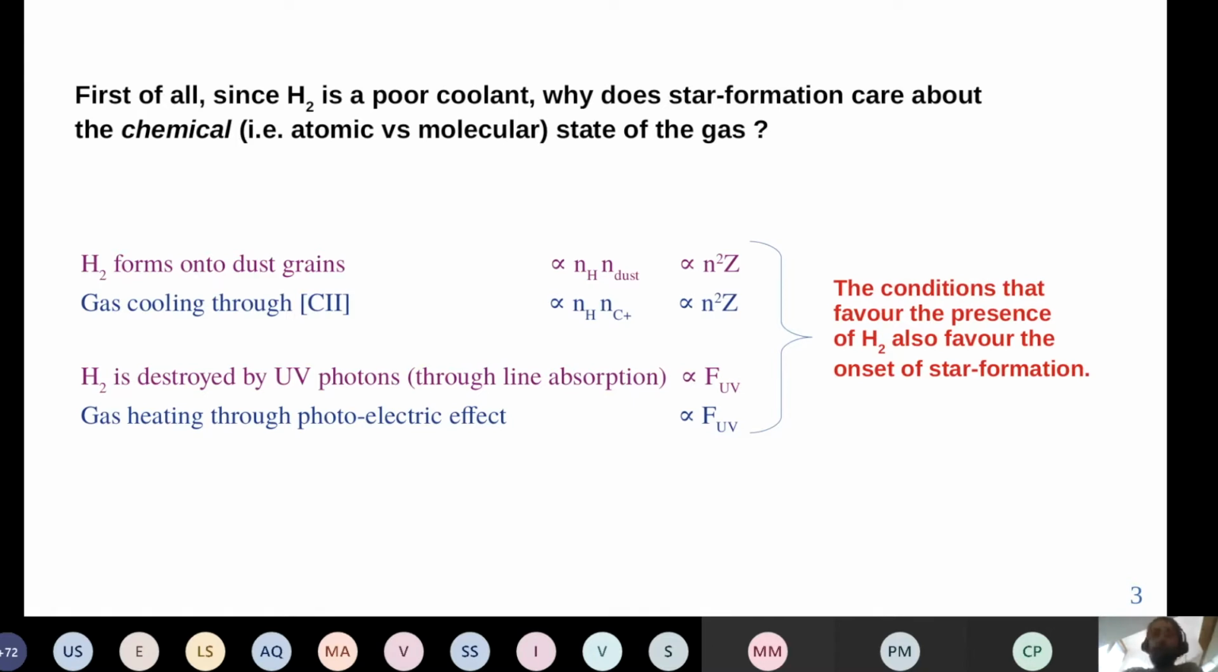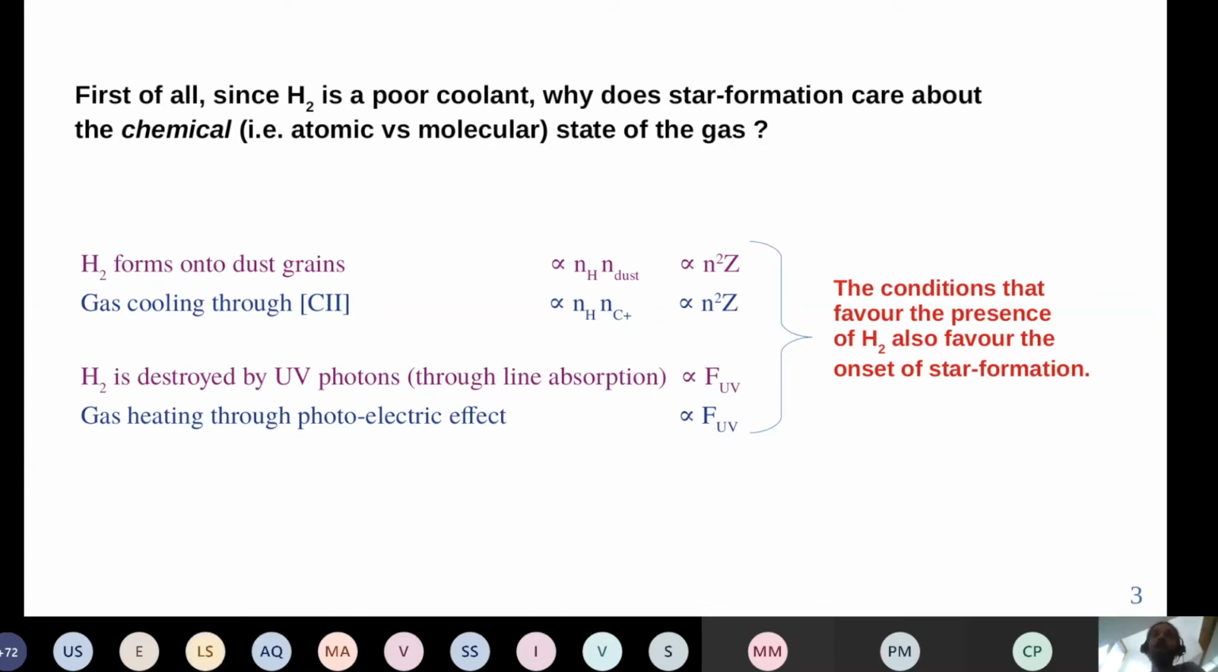But before going into the main part of my talk, something I would like to remind is that we know that H2 is a poor coolant. So why does star formation care about the chemical state of the gas? Why does it care whether the gas is in molecular or atomic form, when it should just care about whether it's dense and cold or not? The reason is that H2 forms onto dust grains, and it then depends on the density of dust and the density of hydrogen, which makes a dependency on n squared times Z, where Z is the metallicity. And the gas cooling through metal emission lines has exactly the same dependence.